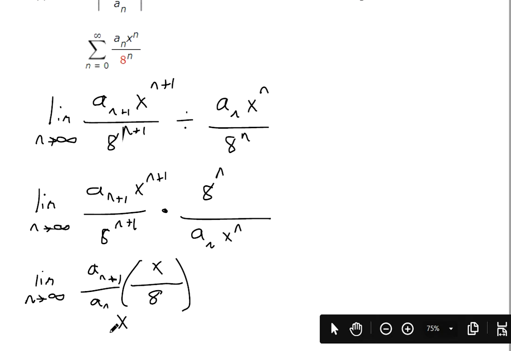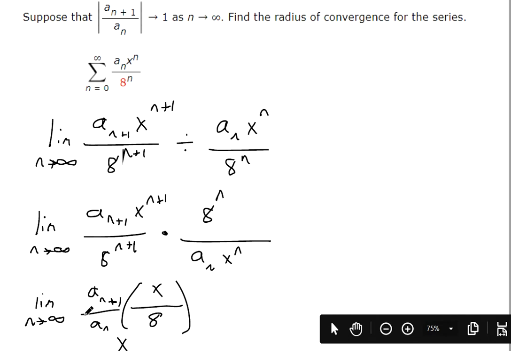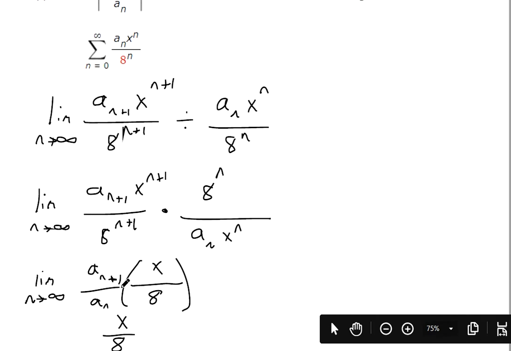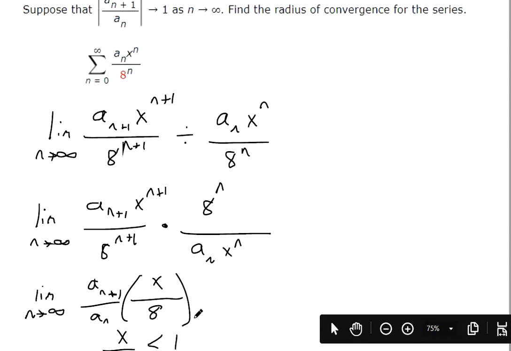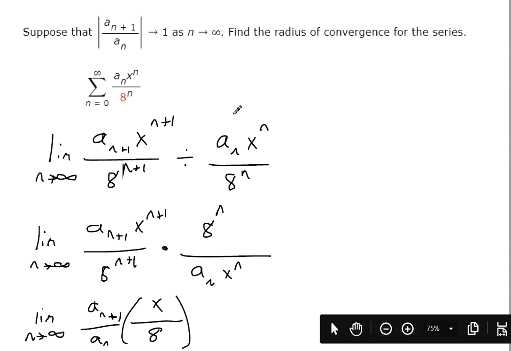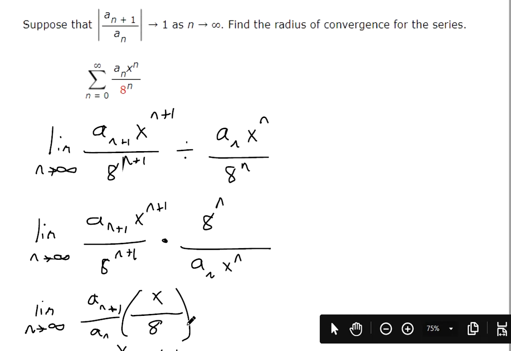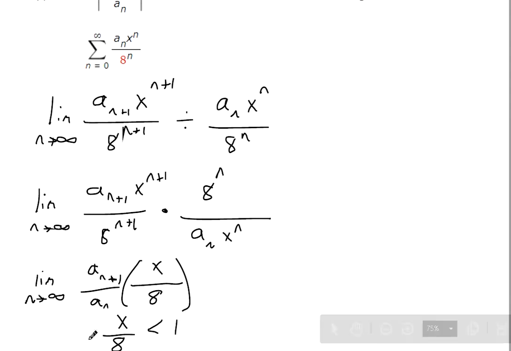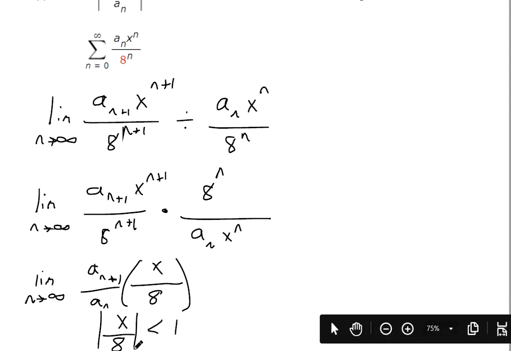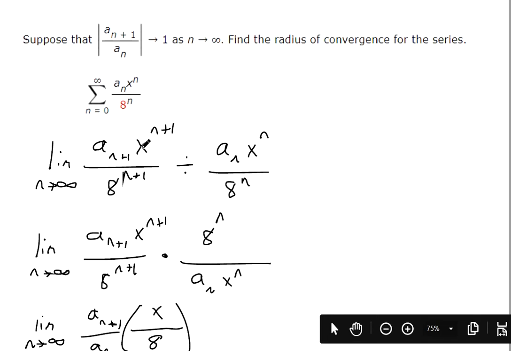So x over 8 is what's really going to determine our ratio, the a sub n plus 1 over a sub n. This needs to be less than 1, right? By the ratio test, if you divide the next term by the current term, that needs to be less than 1 for us to have a convergent series. And actually, I should note this is the absolute value, right? When you apply the ratio test, the way our book has made the notation is that's the absolute value.